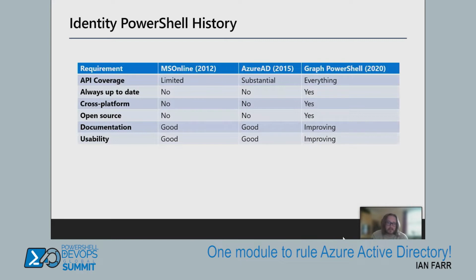So now we have the latest addition to our module story. So Graph PowerShell, 2020, it arrived. It has human augmented code. So it has human augmented, let's get this right, code generated commandlets.